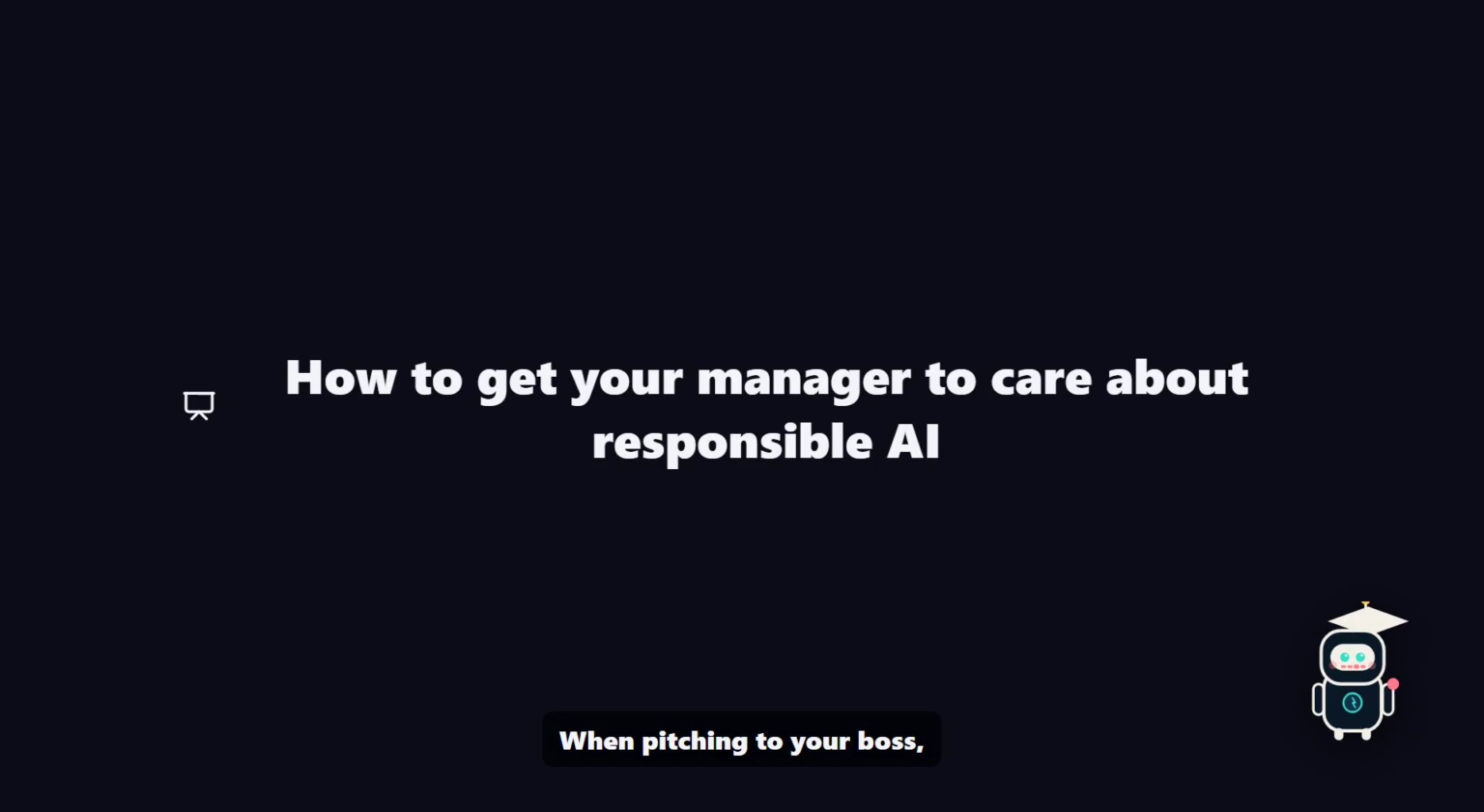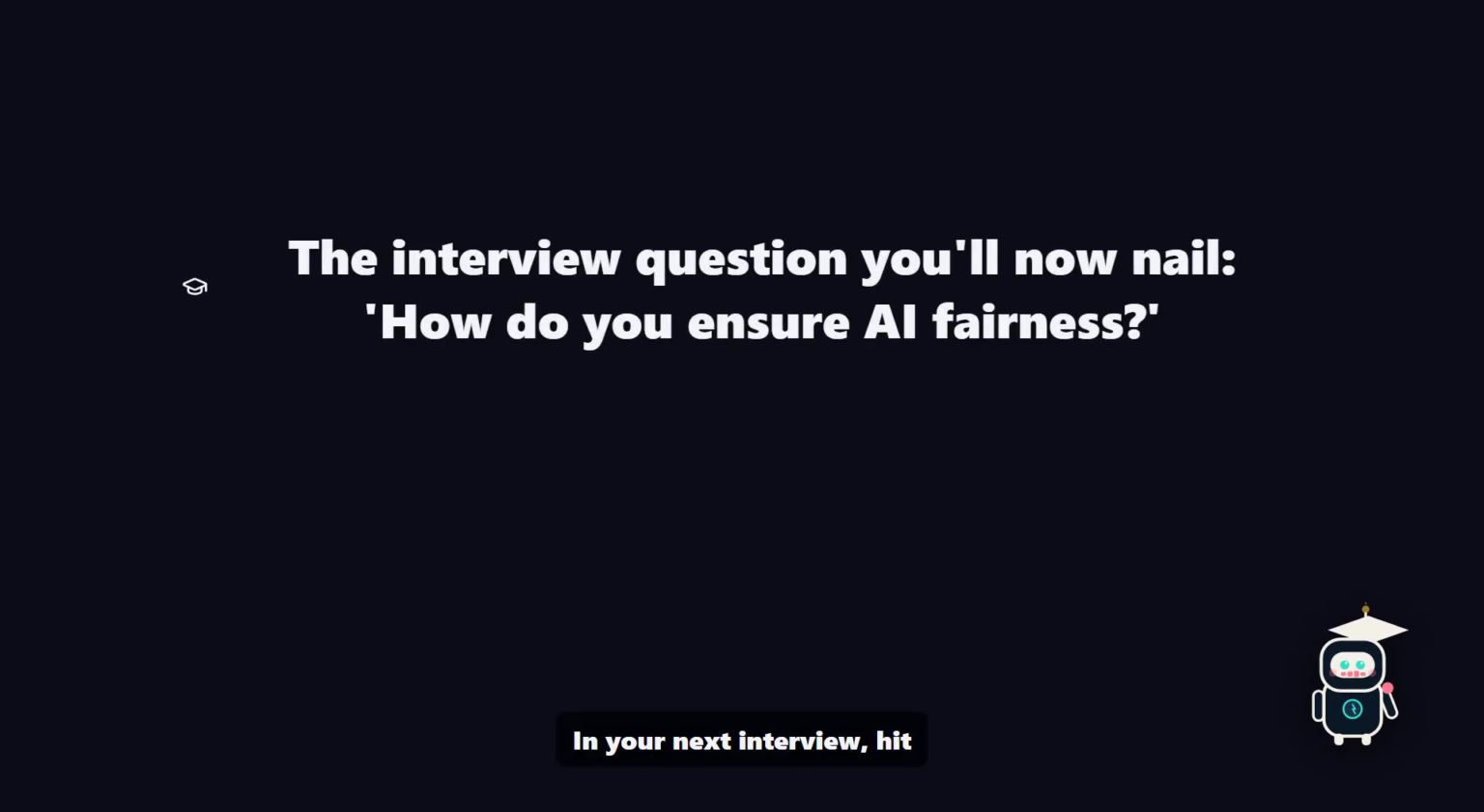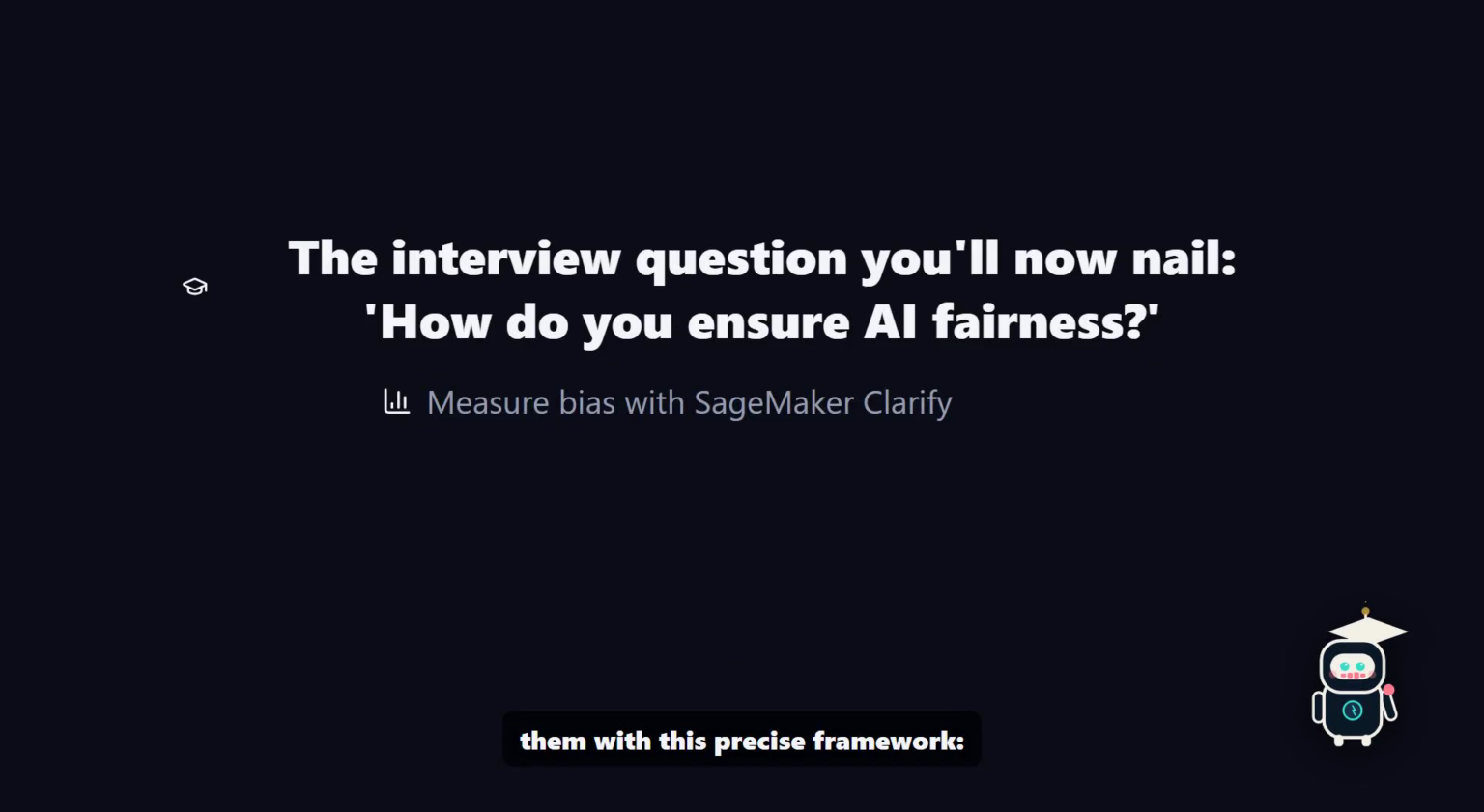When pitching to your boss, frame it as risk reduction. Biased models degrade accuracy and cost customers. Emphasize that fairness is a business risk mitigation strategy, not just ethics. Explore real-world case studies from fairness toolkits like AI Fairness 360 to see how fairness metrics translate to real-world risk reduction. In your next interview, hit them with this precise framework.